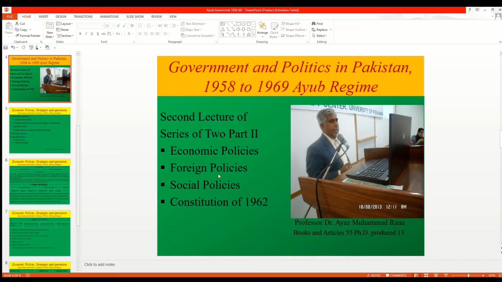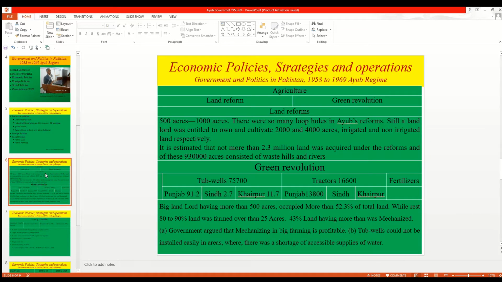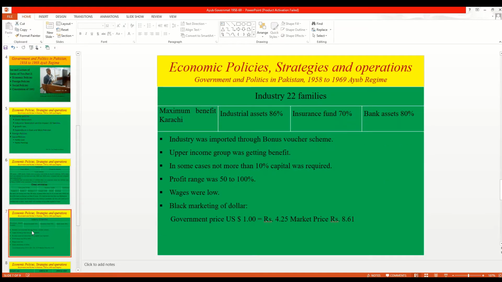In the previous lecture, I was discussing economic policies and I discussed the Green Revolution, which comprised two parts: land reforms and farm mechanization. So in this lecture, we shall discuss the economic policies, strategies and operations with special reference to industry.